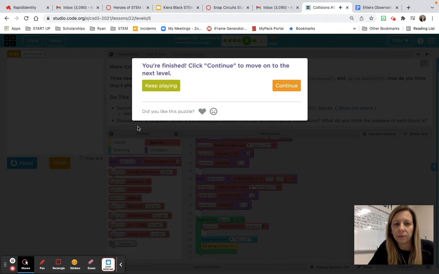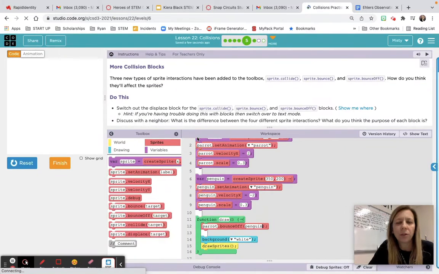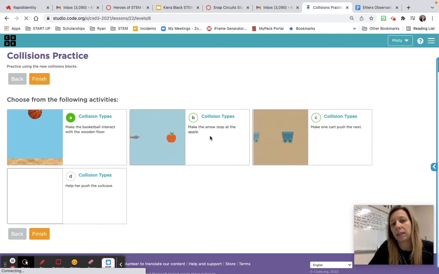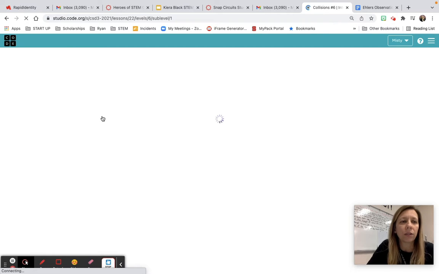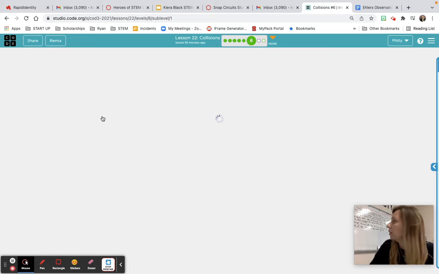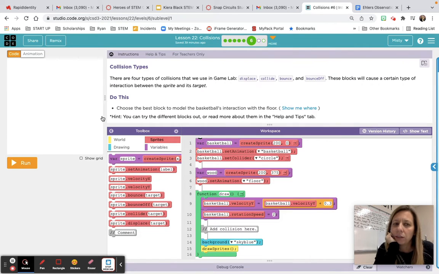So those are important things to just kind of play around and make sure you understand some of the differences between the bounce off, the collide, and the displace. And I will tell you, for me personally, I spent a good amount of time on that. That was where I took my notes and made my observations on what I did back behind me. So, displace, collide, bounce, and bounce off.